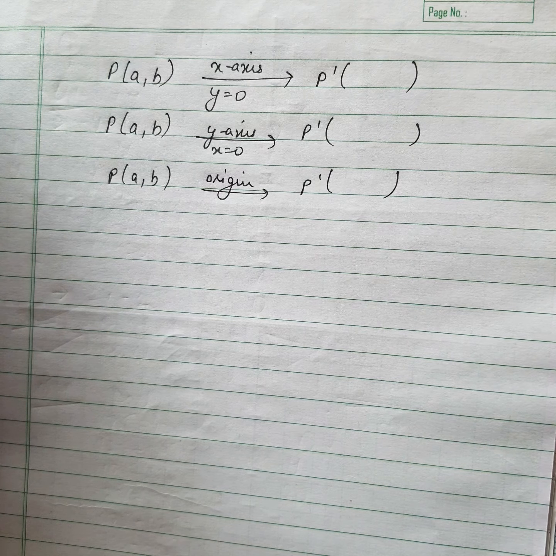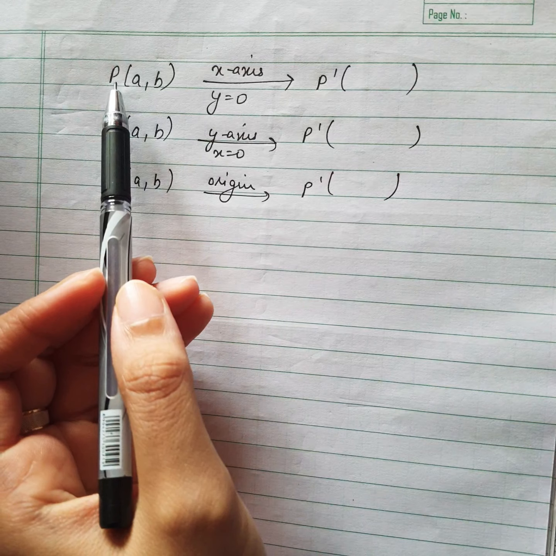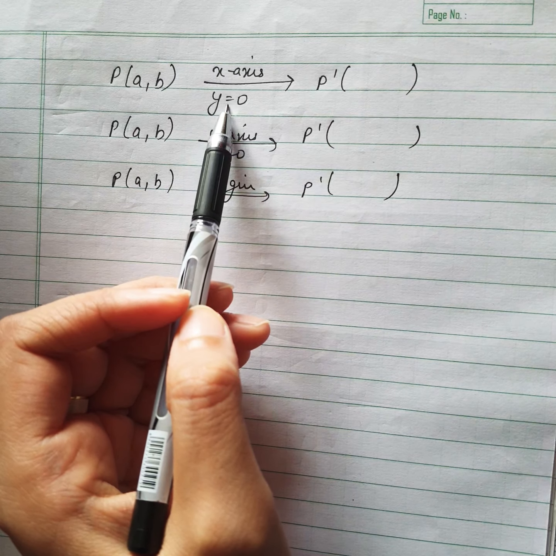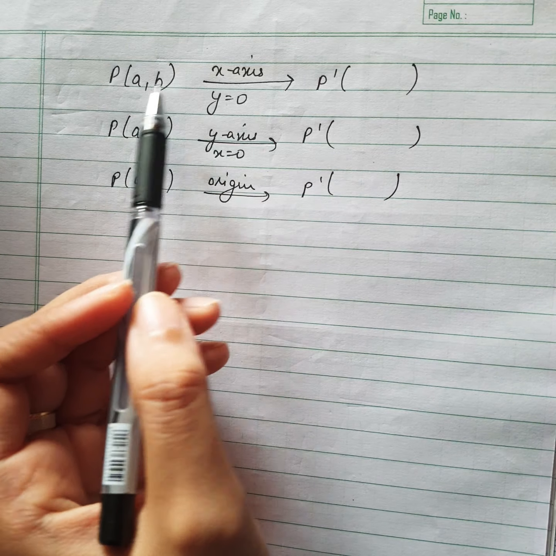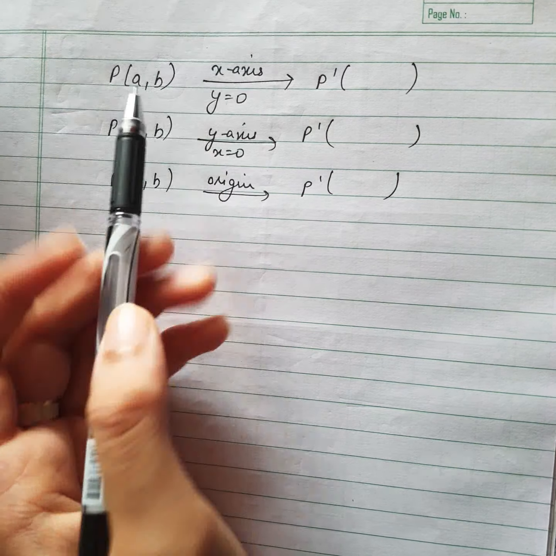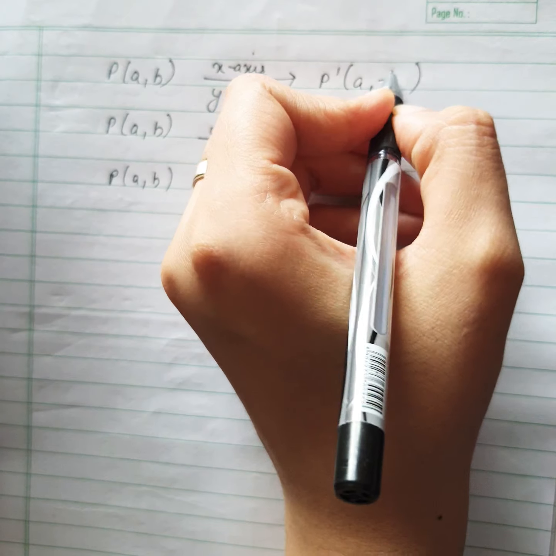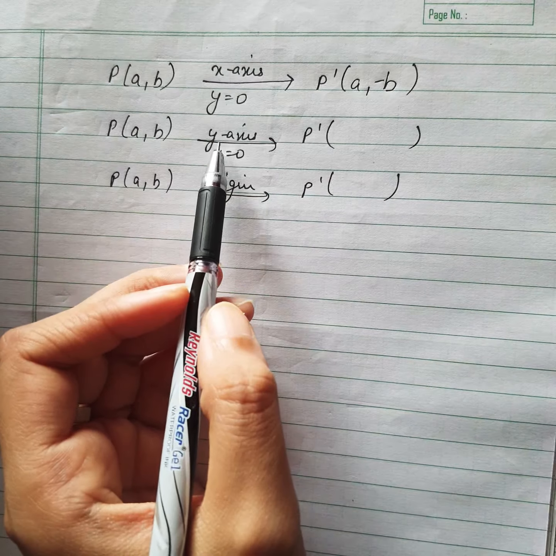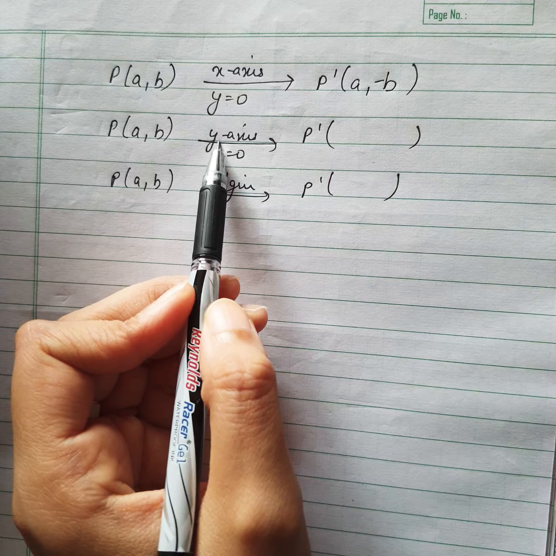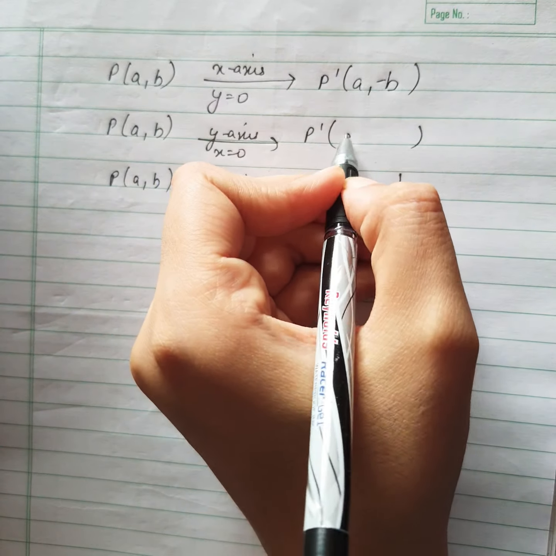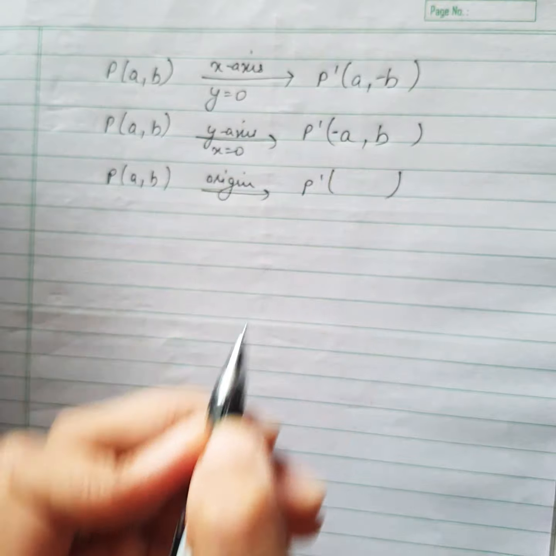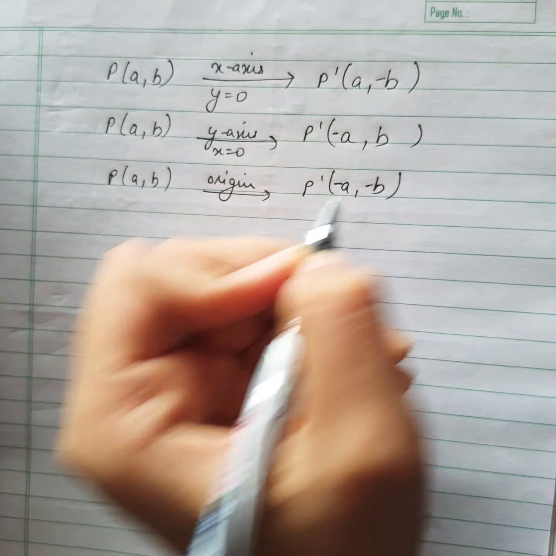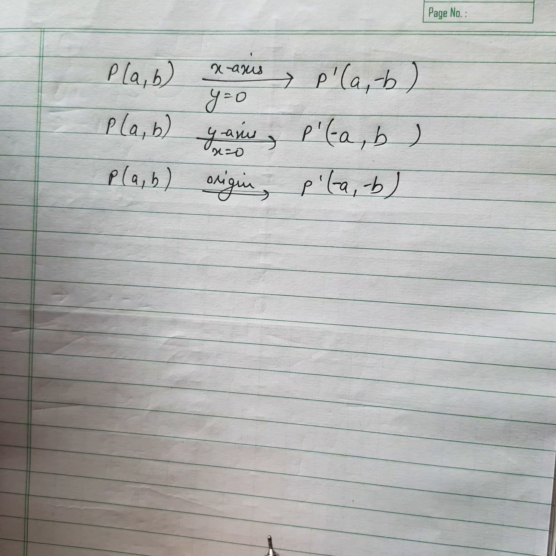So from the above graph, we have observed that if we have a point P(a, b) reflected along x-axis, along x-axis means the y coordinate's sign will change. So the resulting reflected point will be (a, -b). Now when the reflection is along y-axis, the x coordinate changes: (-a, b). Along origin, both the signs will be reversed, from minus to plus, plus to minus.